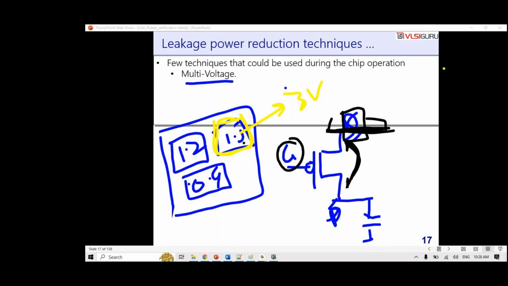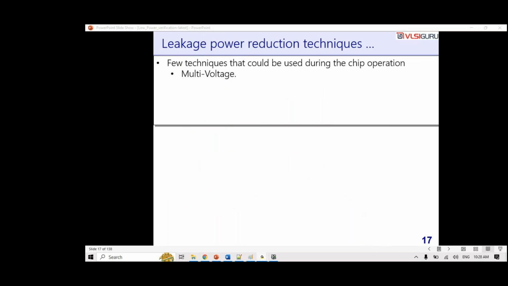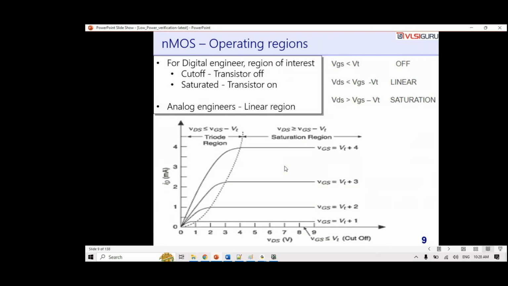Beyond that, if you apply more, it may not have significant impact, because if you go back to the diagram where I showed you the different regions of operation, where is that? Here, once the VDS is increased even further beyond this point, it is not going to increase the current much. You see here, as you increase your VDS beyond this limit, my current will remain the same.